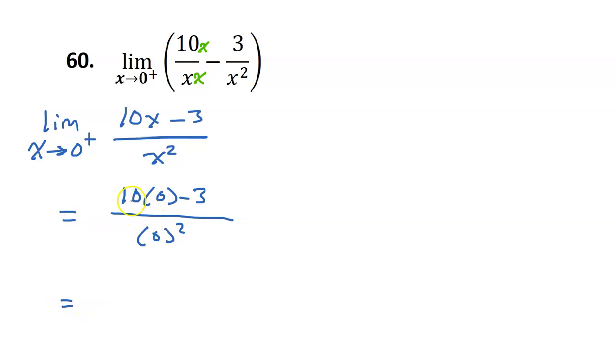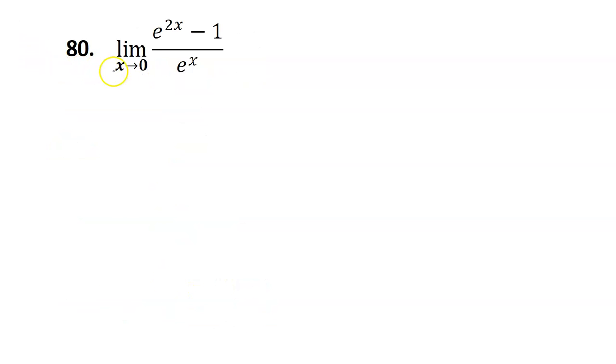Well, this is just 0 minus 3. So in the numerator, I have negative 3. In the denominator, I have 0. And this is undefined. So as far as the limit, we say does not exist. Direct substitution will work again on number 80. Let's let x equal 0 and see what happens.